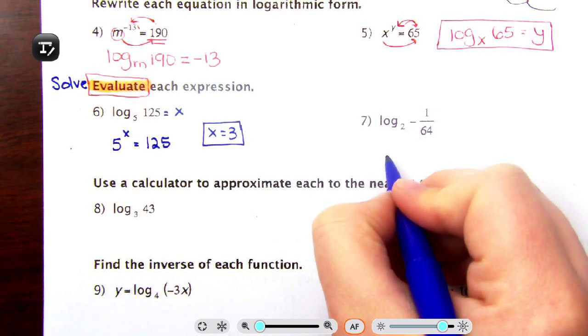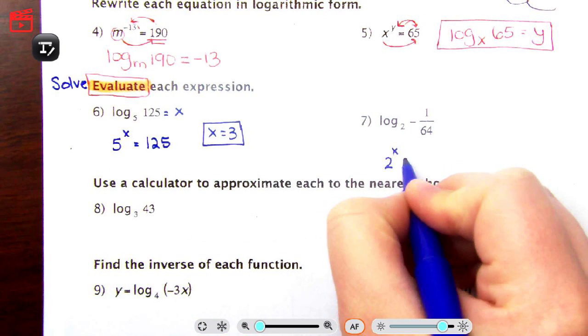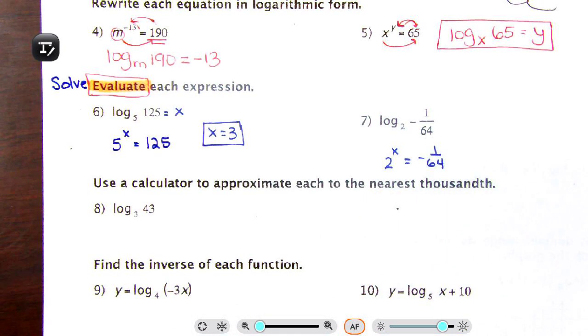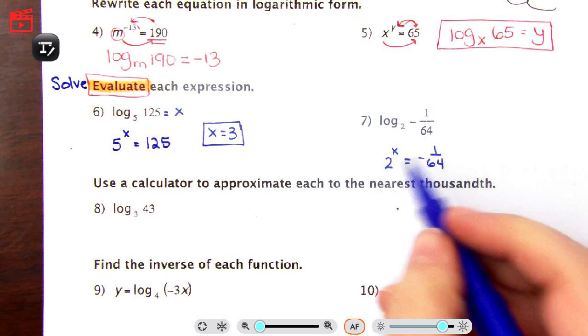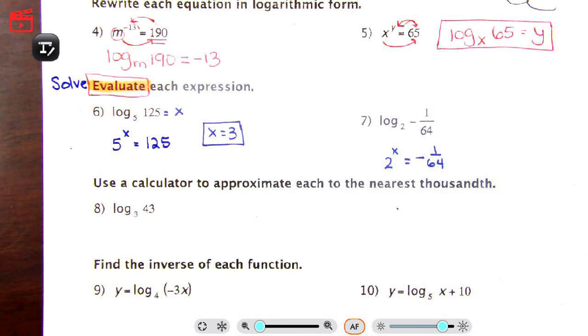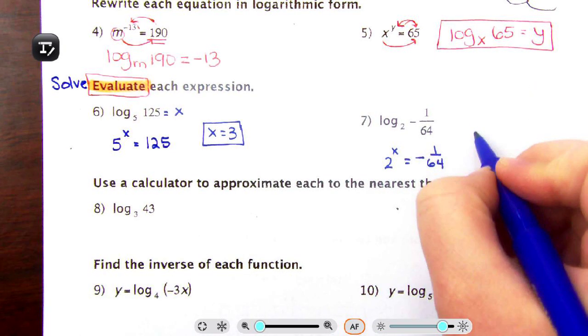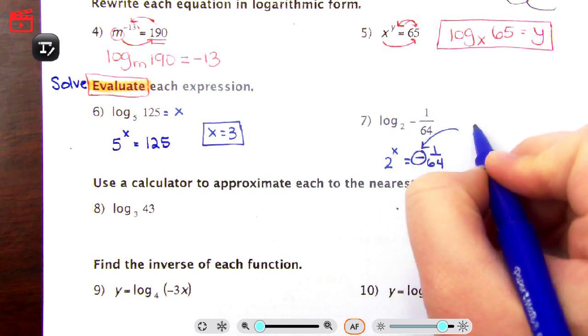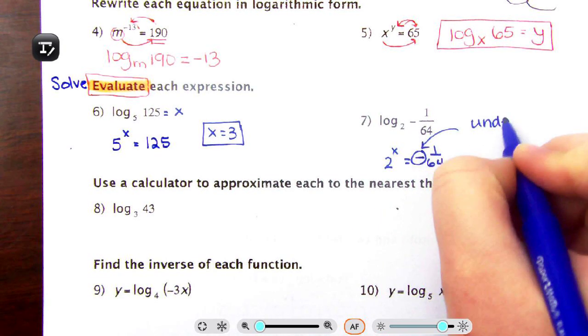Okay, again, 2 to the x is equal to -164. Okay. 2 to what power gives you a negative number? That is not true. Like this can't happen because of this negative. So our answer is undefined.